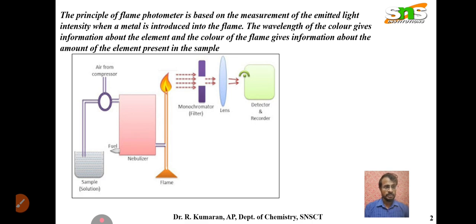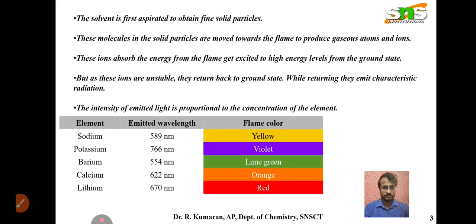It can be detected through a detector and recorder, and it can be elaborated as follows. The solvent is first aspirated to obtain fine solid particles. It means from the solvent we first get solid particles. These molecules in the solid particles are moved towards the flame to produce gaseous atoms and ions. It produces a gaseous state of atoms and ions.